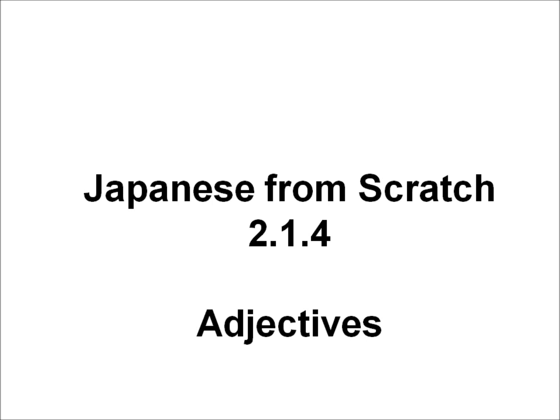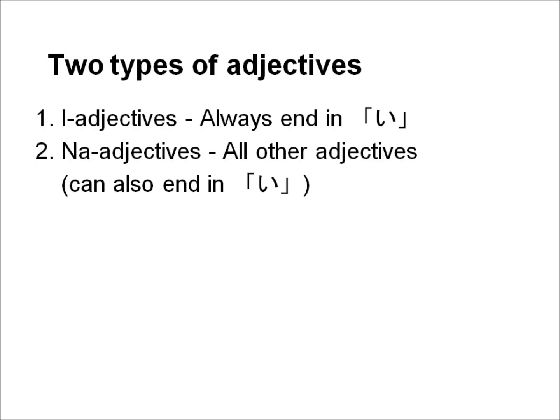In this lesson, we're going to learn about adjectives in Japanese. There are two types of adjectives in Japanese, i-adjectives and na-adjectives. I-adjectives always end in i, hence the name. Na-adjectives, on the other hand, have no specific ending, but we'll soon see why they're called na-adjectives.